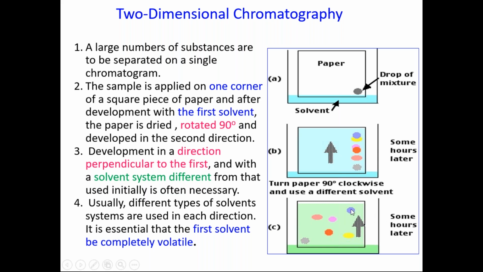So what you see is the yellow and the gray have separated, and the red and the pink have also separated. So now you have got a very good separation. So different types of solvents are used in the two different directions. The factor that we must remember over here is the first solvent should be completely volatile, because after the first run it must be dried or evaporated completely.